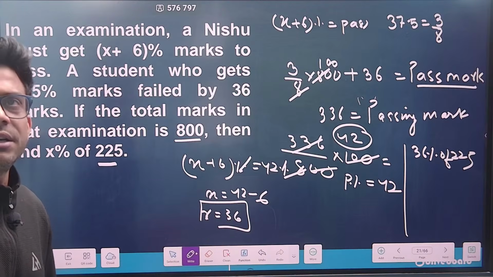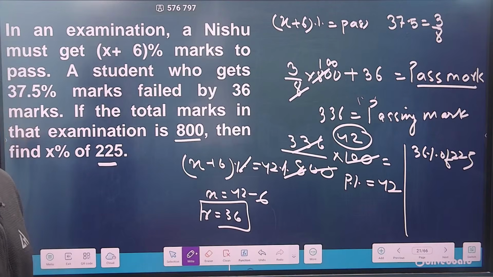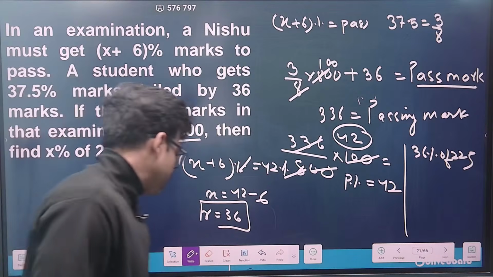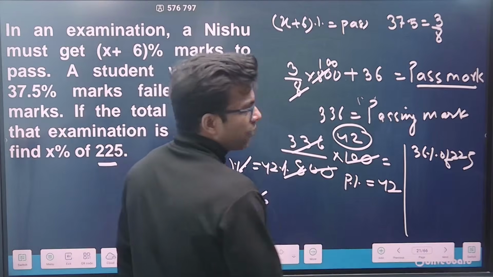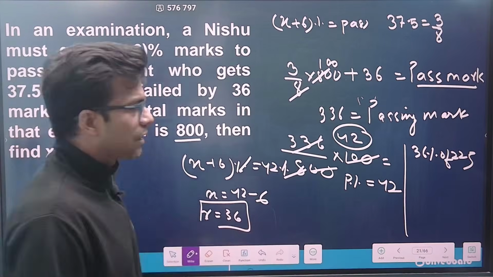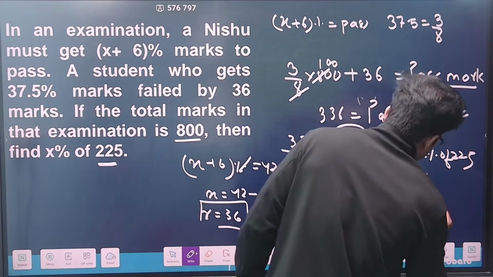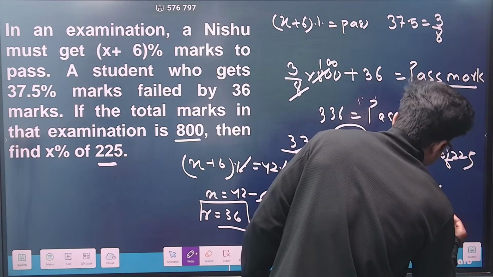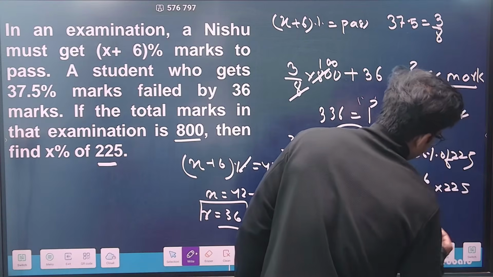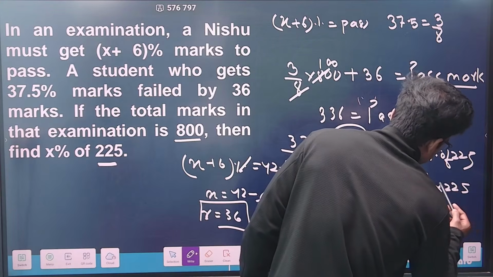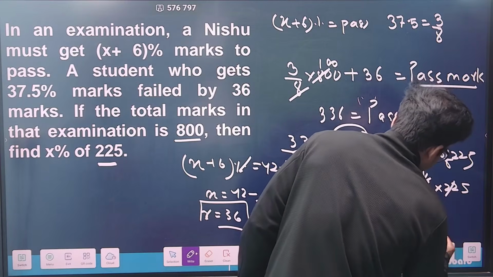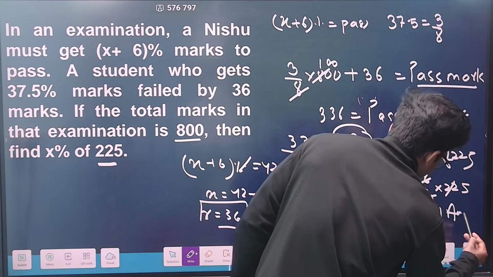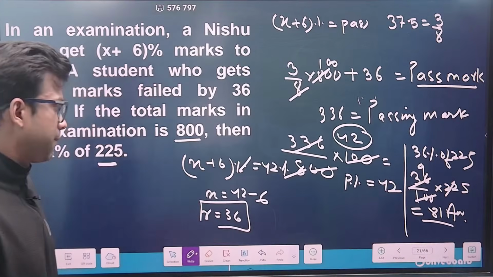What is 36%? You can just calculate it. You can go for 36 by 100 multiplied by 225. This goes 9 times, and this goes again. 81 is the answer. 81 is the answer.